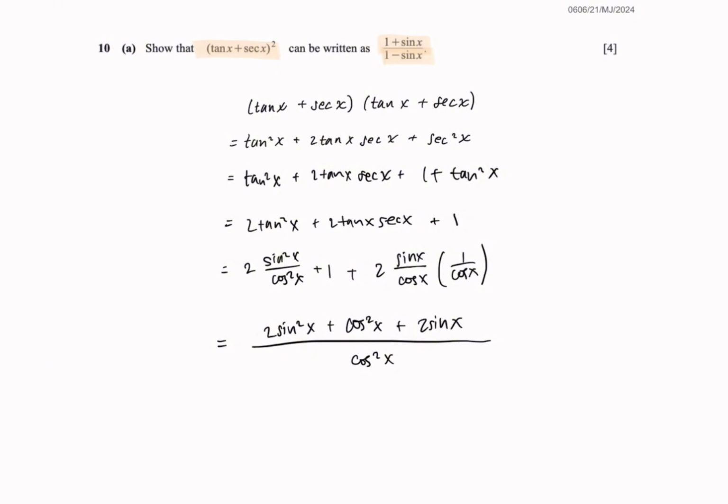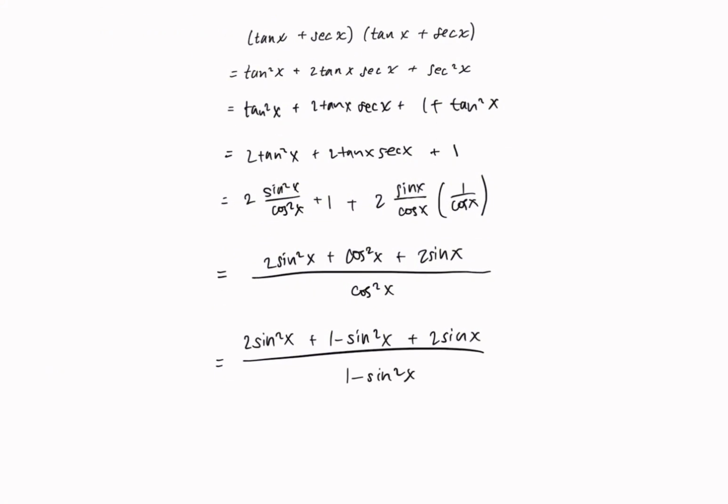Okay, since the question only wants it in terms of sine x, we change all the cos square x into 1 minus sine square x. So 2 sine square x plus 1 minus sine square x plus 2 sine x over 1 minus sine square x. So we collect the terms.